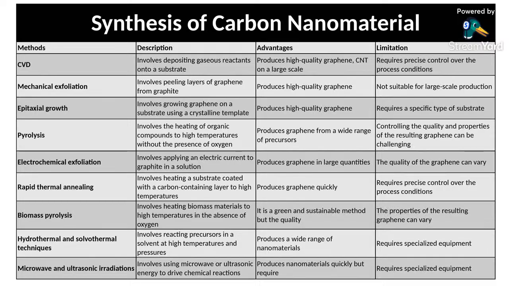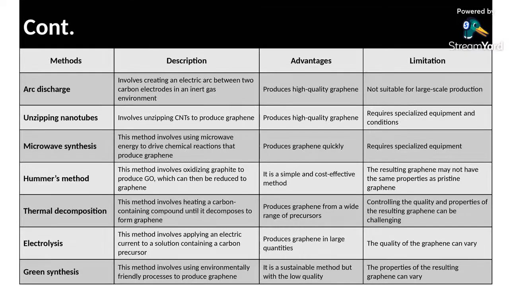Hydrothermal method, here we use water as a solvent; in the solvothermal method we use solvents other than water. Microwave and ultrasonic irradiation involve using microwave or ultrasonic energy to drive chemical reactions, producing good quality nanomaterial, but requiring specialized equipment. Then further is arc discharge, which involves getting an arc between two carbon electrodes in an inert gas environment, producing high quality graphene, but not suitable for large scale production. It's only suitable for low scale production.